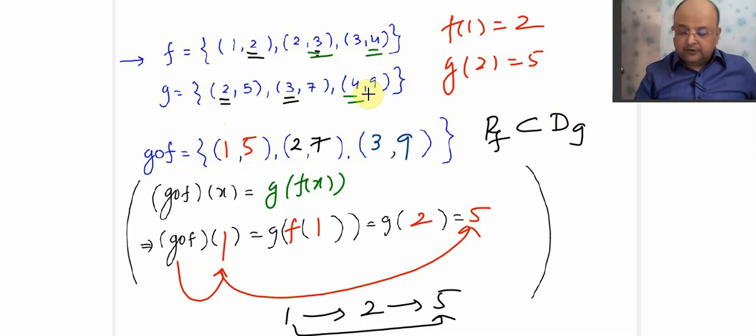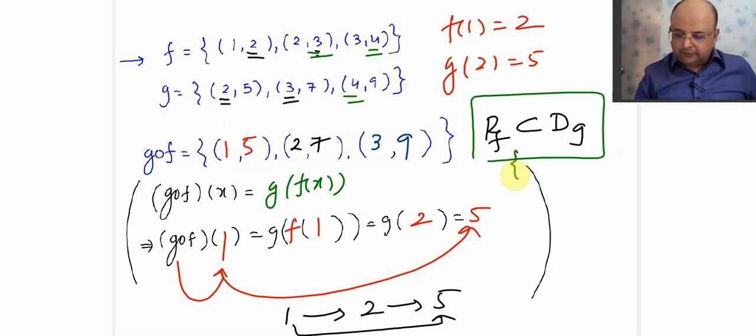So 2, 3, 4 were there. Range of f, which is 2, 3, 4, actually they are the same. So subset તો થવાના જ હતા.